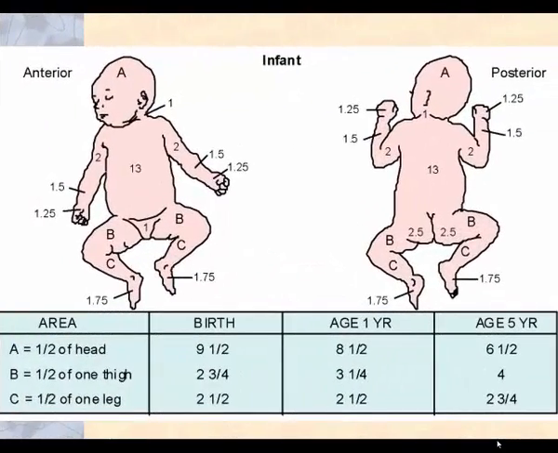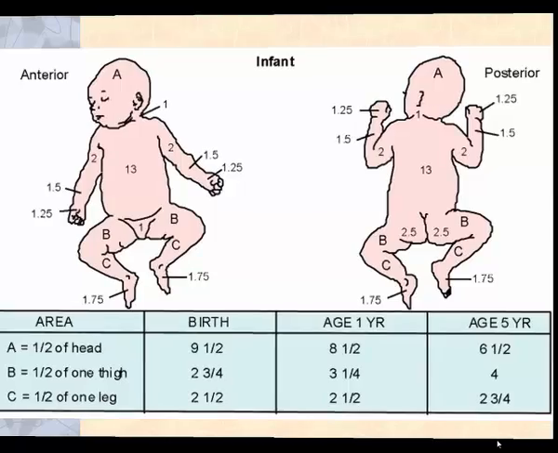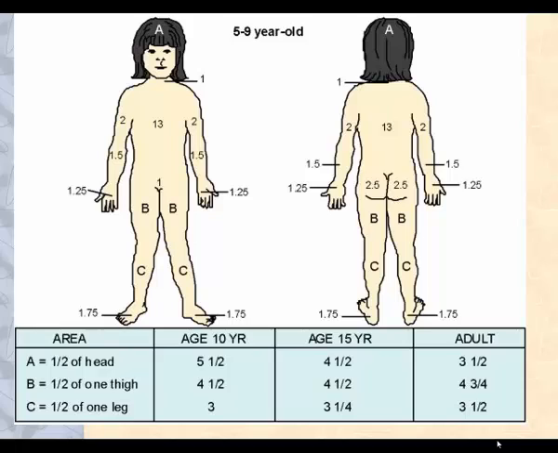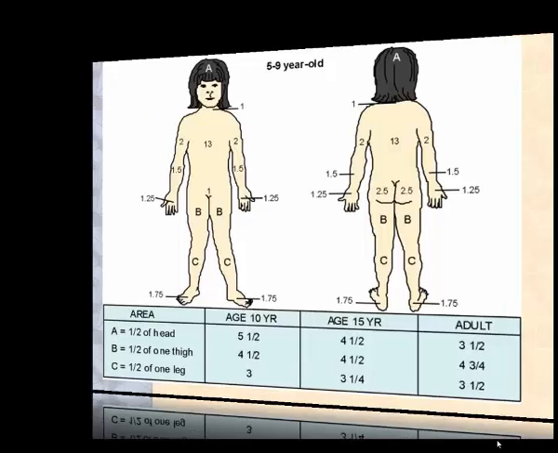The Lund-Browder chart is considered the most accurate of all the methods as it assigns a specific number to each body part. This method is most often used to measure burns in infants and young children because it allows for developmental changes in percentages of body surface area. And this is in your maternal health book. And these charts are based on the percentage of burn relative to growth at different ages.